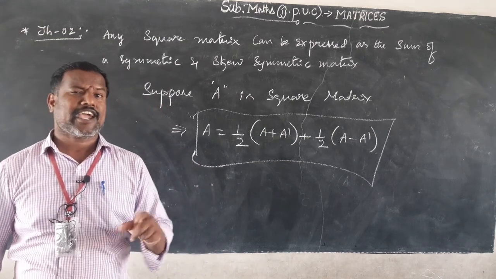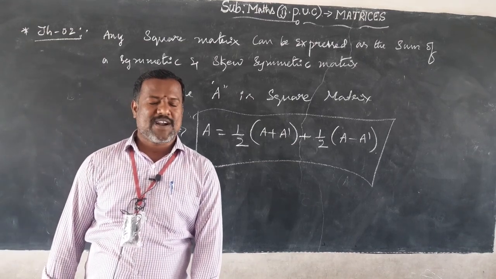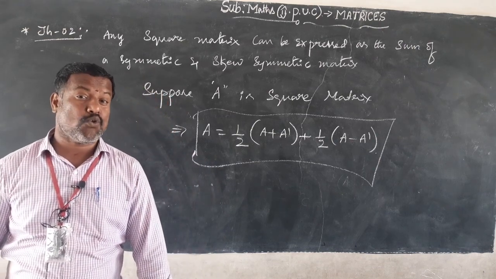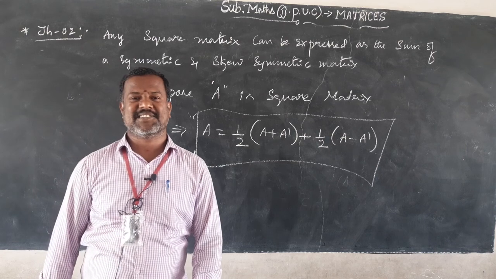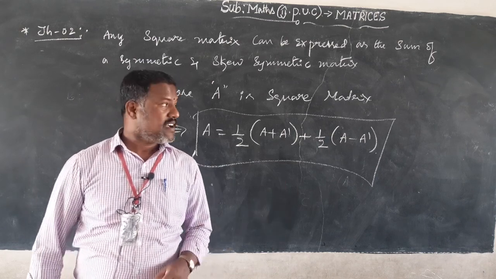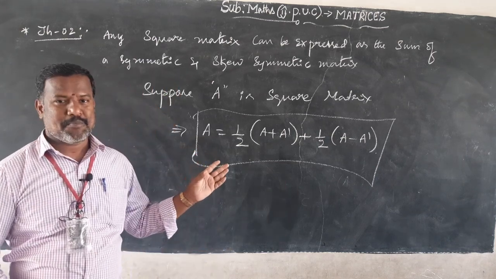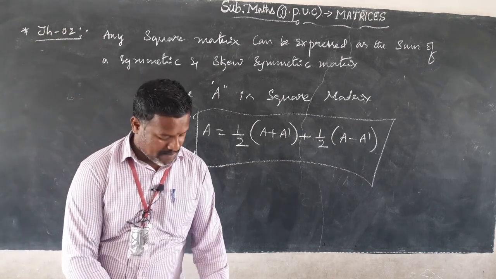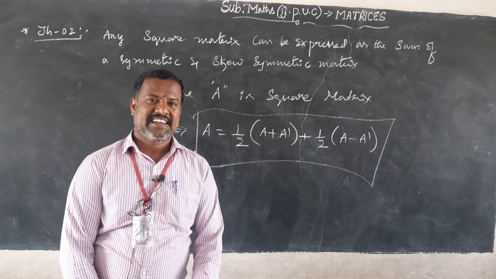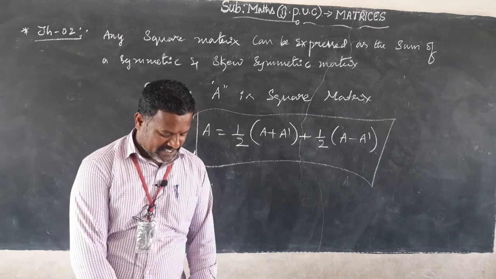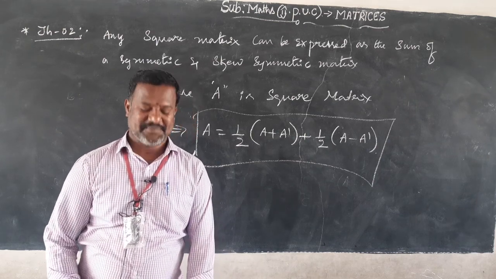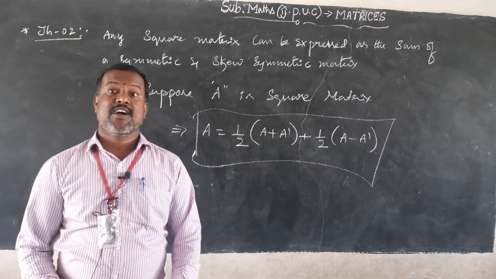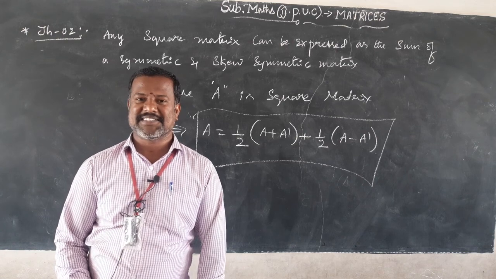So that is, capital A is equals to 1 by 2 open the bracket A plus A dash, close the bracket, plus 1 by 2 open the bracket A minus A dash. Write this neatly. Now we have to do one problem based on this. After this we should do the exercise 3.3. If we complete the exercise 3.3, I think this chapter has been completed according to the COVID-19 year syllabus.